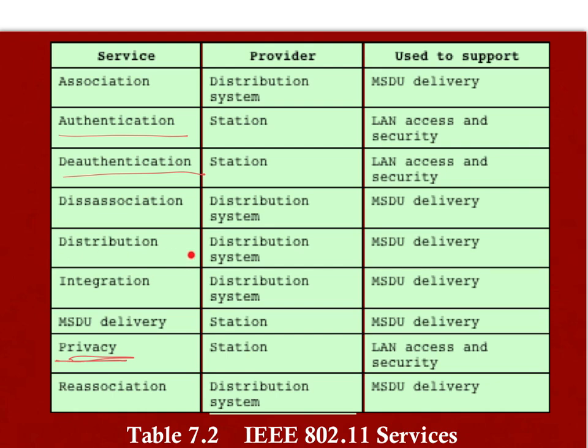This is the concept of distribution which we talked about. So any kind of communication that goes from one basic service set to another basic service set has to go through distribution. This is about the concept of integration. There's a slight difference between distribution and integration.